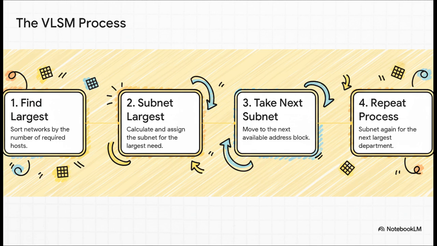The process for solving this with VLSM is super logical. First, you always sort your needs from largest to smallest. You have to tackle the biggest requirement first. So in this case, the IT department. You figure out the perfect size subnet for them, and you assign it. Then, you just move on to the next available address, and you repeat the process for the next biggest department, sales, and so on, until everyone has their own custom-fit network.